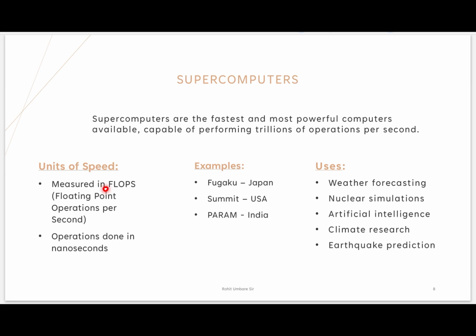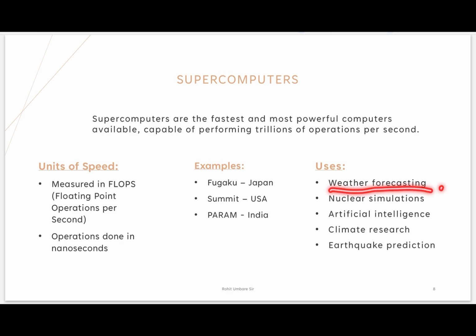The unit is measured in FLOPS, floating point operations per second, meaning how many operations it is doing per second. As I told you just now, billions of billions of operations are done per second, in nanoseconds. Examples are Fugaku, which is made by Japan, Summit by the USA, and our Indian Param.